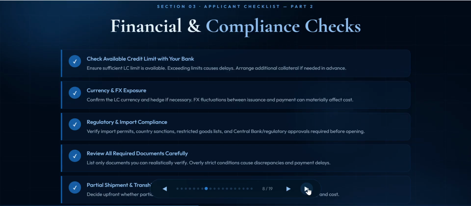Financial and compliance checks. Check available credit limit with your bank, and currency FX exposure, which is very important, because there could be a lot of FX loss if the currency hedging is not done, or if there are high value shipments of goods. These FX fluctuations between issuance and payment can materially affect the cost, because today you are opening the LC, and the shipment is going to happen after 30 days or after 45 days. So in case of oil shipment, or some commodity based shipments, the price fluctuations may happen.